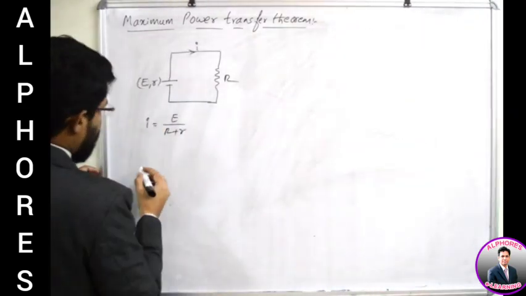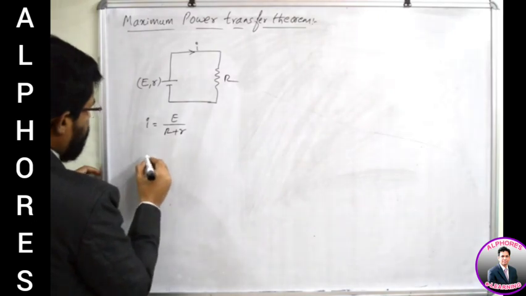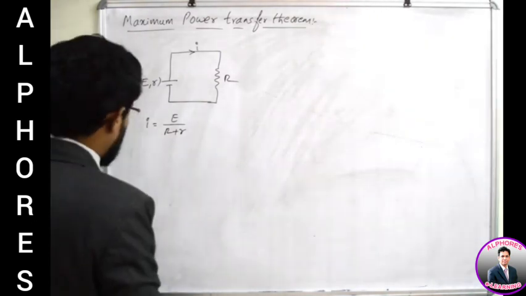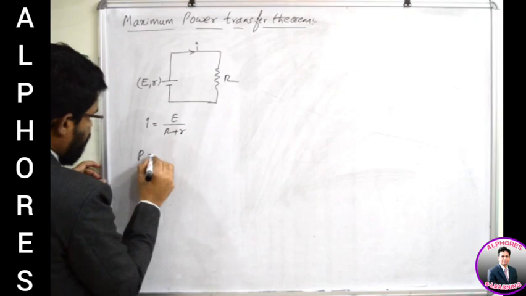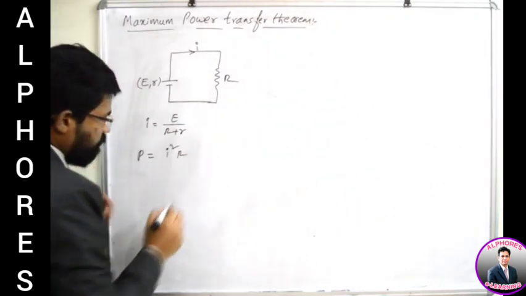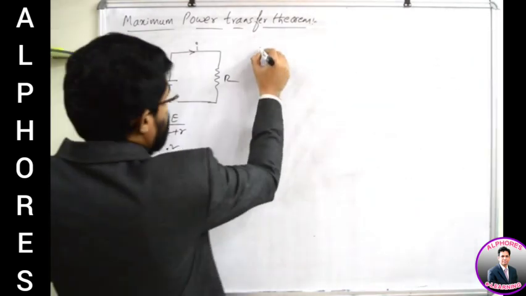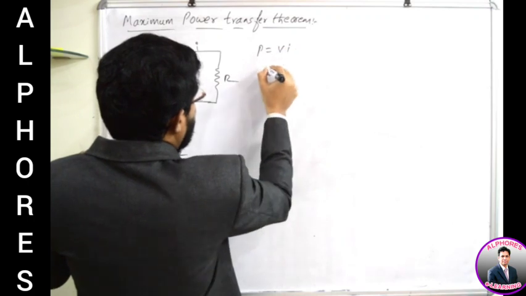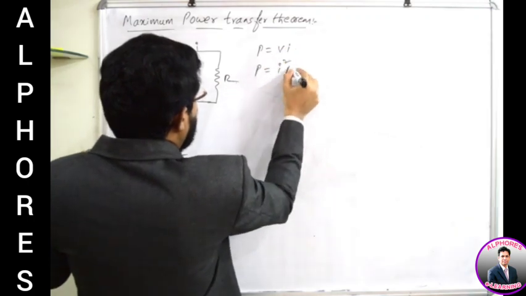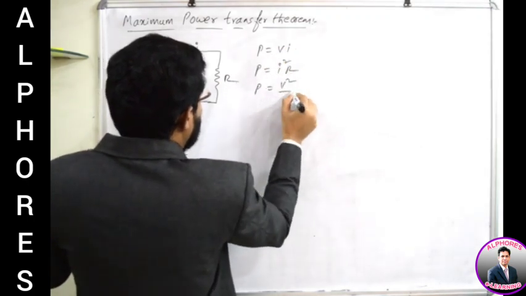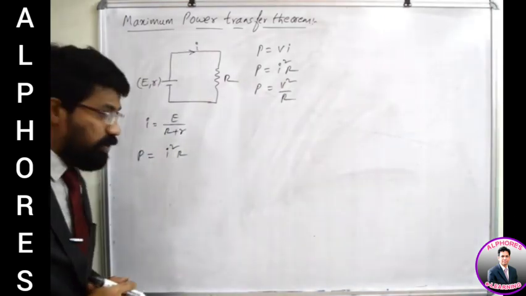Now let us try to consider this power dissipated in the circuit. It can be written as I square R. Earlier I gave you three forms. Power is equal to V into I, or power can be written as I square R, or power can also be written as V square by R. These are the three different forms of power dissipation.